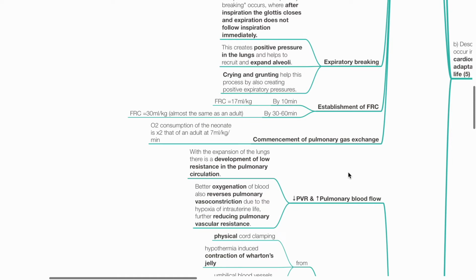Establishment of FRC. By 10 minutes, FRC is 17 mL per kg, and by 30 to 60 minutes after birth, FRC is 30 mL per kg normally, which is almost the same as an adult. Commencement of pulmonary gas exchange occurs to deliver oxygen to tissues. Oxygen consumption of the neonate is 7 mL per kg per minute, twice that of an adult.